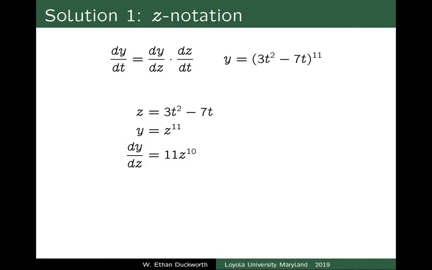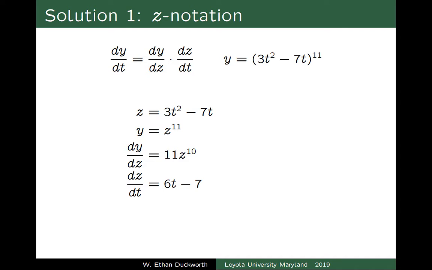Let's start by taking the derivative of y with respect to z. So the 11 comes down in front, and then we subtract 1 from the power. So it's z to the 10th. Now let's take the derivative of z with respect to t. So the 2 comes down in front of 3t squared, and that leaves you with 6t minus 7. The derivative of 7t is just 7.